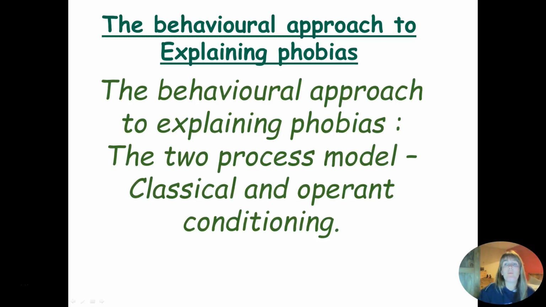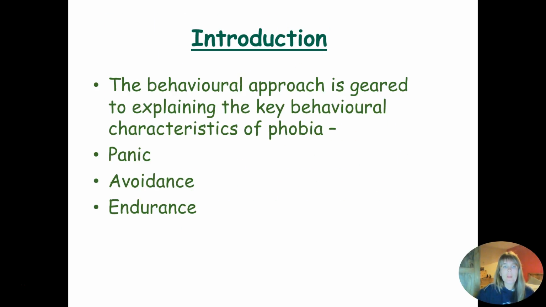We're looking at the behavioural approach to explaining phobias. We're going to be looking specifically at the two-process model and classical and operant conditioning, which we have already encountered when we looked at approaches. So if you remember, last lesson we looked at the characteristics of phobias, and the behavioural approach is geared to actually explaining the key behavioural characteristics of phobia, which were panic, avoidance and endurance. We're specifically going to be looking at avoidance in this case.